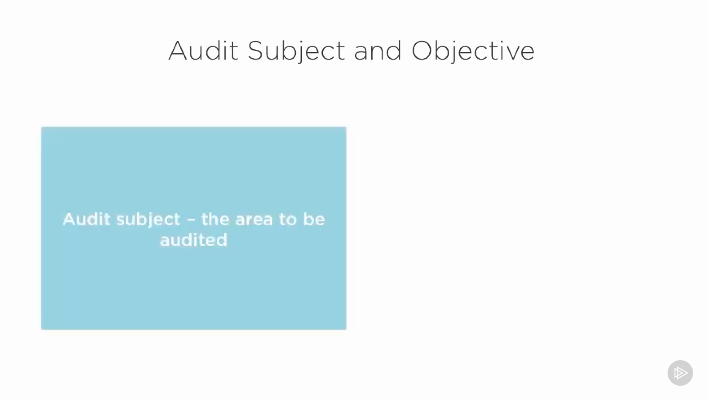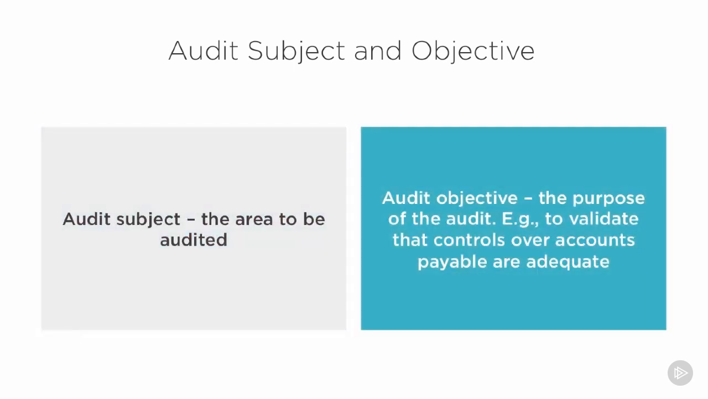So the audit subject. This is the area that we intend to audit. We'll define clearly that scope and what is within the scope of the audit and that which is outside of the scope of the audit. We'll declare the audit objectives, the purpose of the audit, for example, to validate controls over accounts payable, and to ensure that those controls are adequate to make sure we only pay legitimate vendors and only in the amount that they are to be paid.